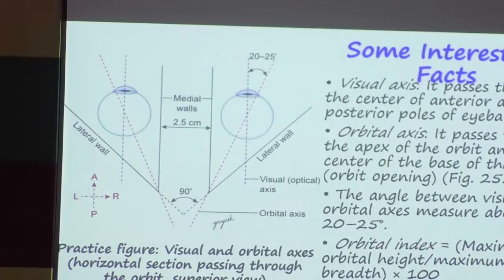Now orbital index. Orbital index is measured anthropometrically. It is equal to maximum orbital height divided by maximum orbital breadth, multiplied by 100. This is how orbital index is measured.